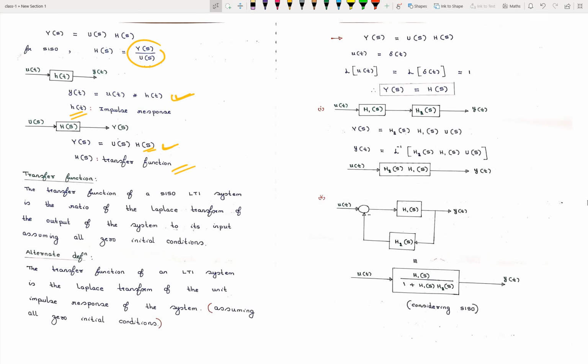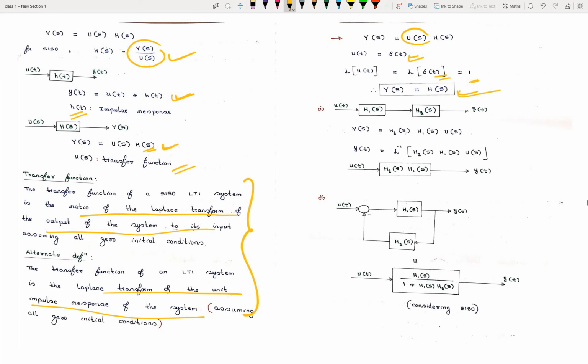For the transfer function there are two definitions. One is the ratio of the Laplace transform of the output of the system to its input. The second is with respect to the impulse response: the Laplace transform of the unit impulse response of the system. You can pause the video and read this standard definition, taken from standard books. If you take the input U(s) equal to delta(t), the Laplace of delta(t) is 1. So in that case, Y(s) equals H(s).